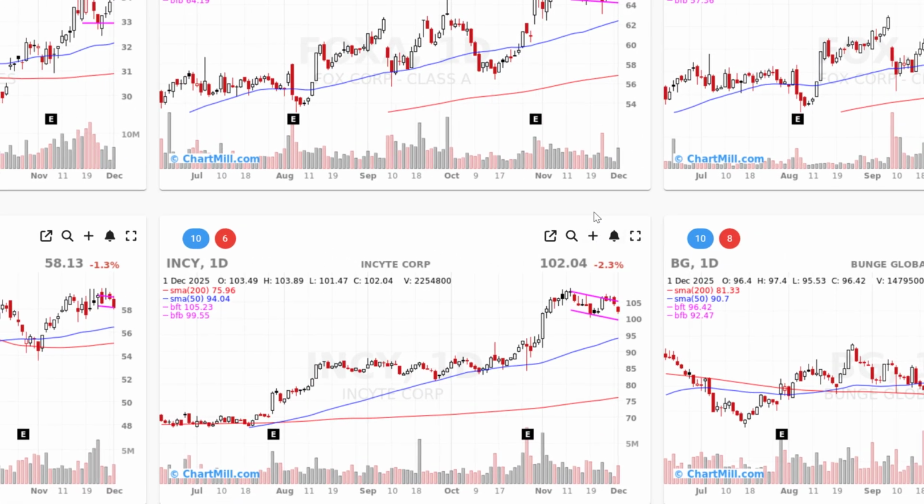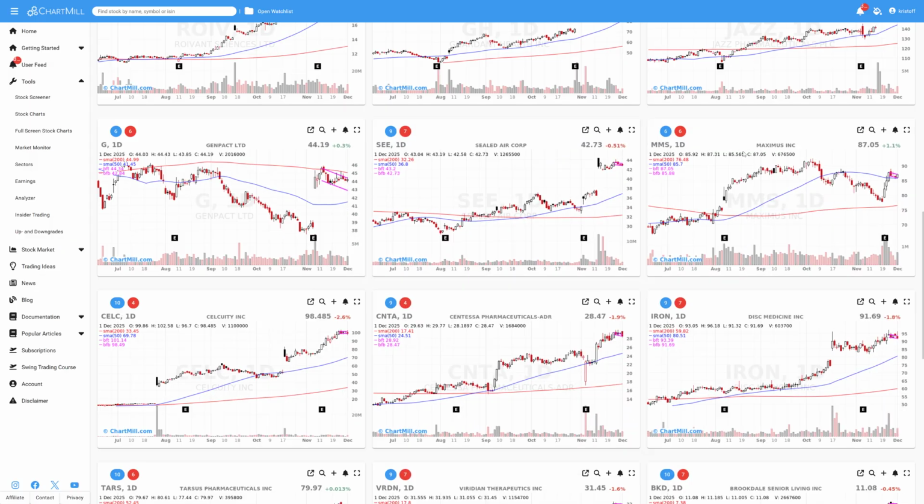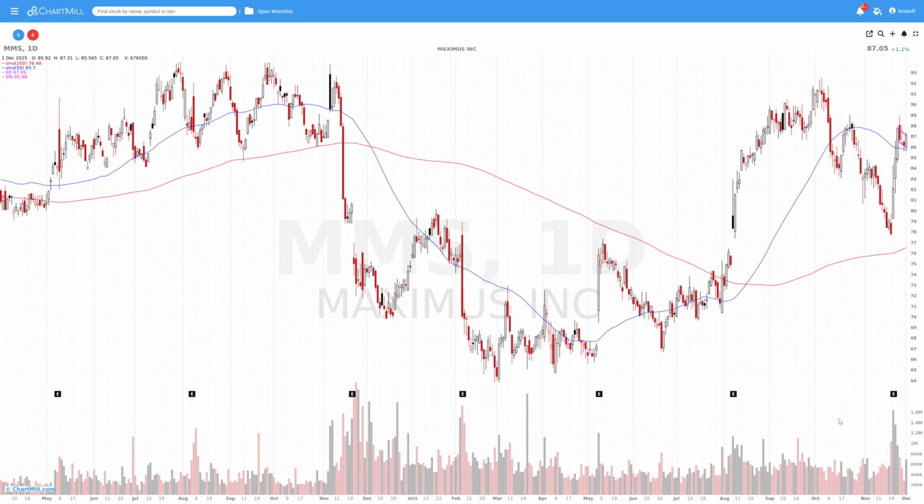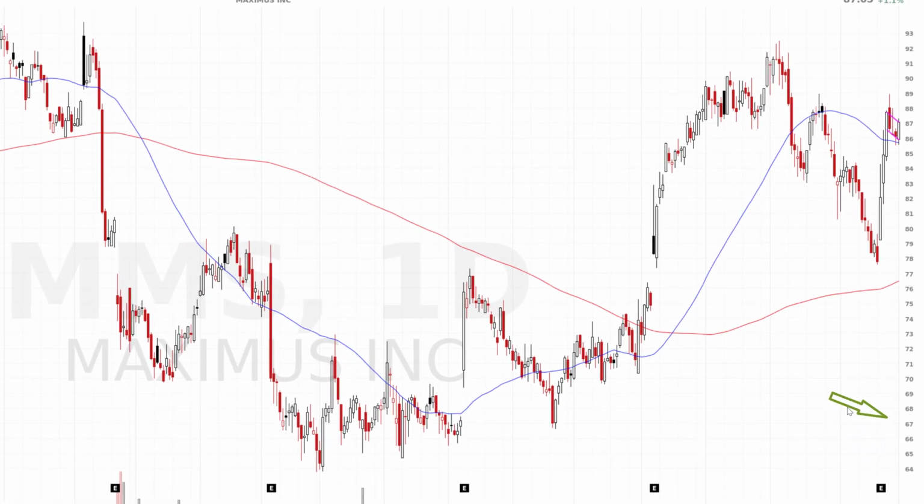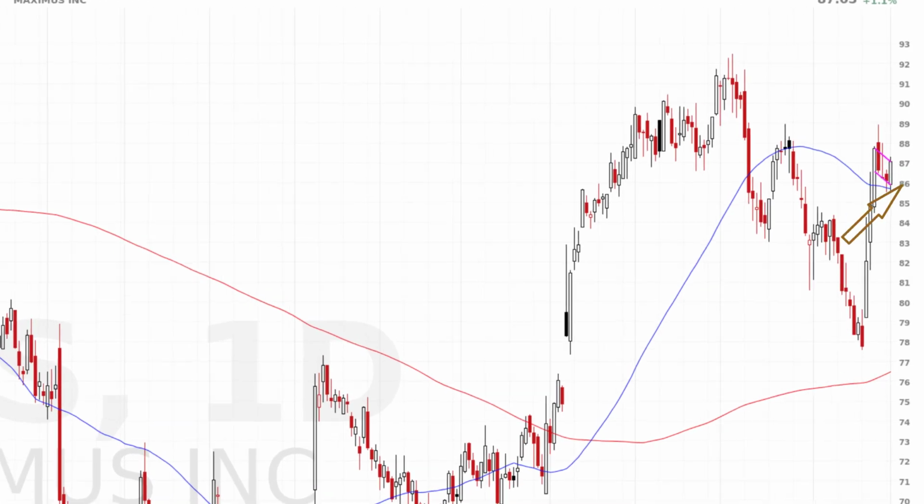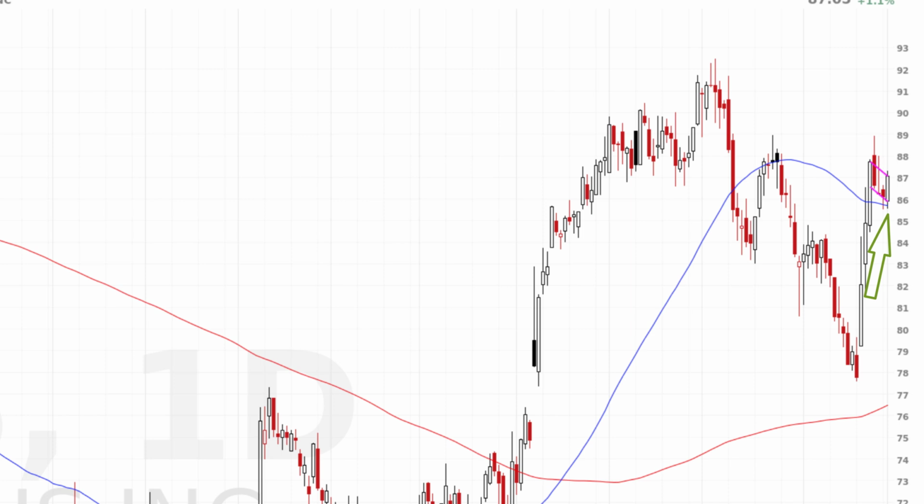One setup that immediately stood out to me is Maximus, ticker MMS. On November 20th, the company reported quarterly earnings that were very well received by the market, sending the stock sharply higher. Last week, we saw a small pullback on low volume, followed yesterday by a renewed move higher on increased volume. That combination makes it an excellent low-risk long setup, in my opinion.